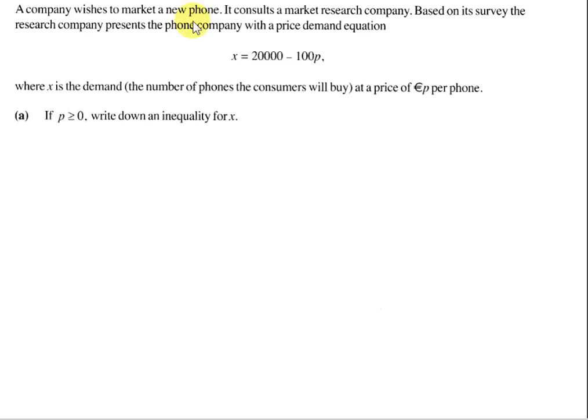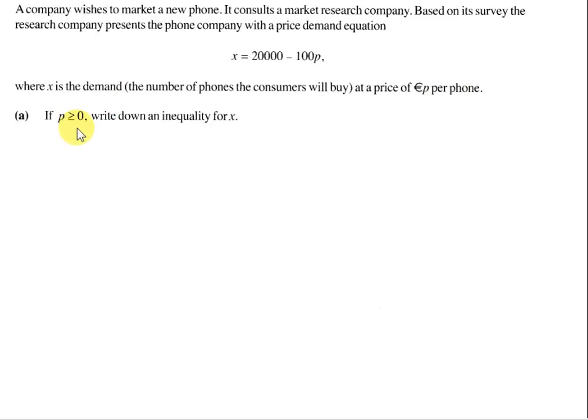A company wishes to market a new phone. It consults a market research company. Based on its survey, the research company presents the phone company with a price-demand equation: X equals 20,000 minus 100 times P, where X is the demand, that is the number of phones the consumers will buy, at a price of P euros per phone.